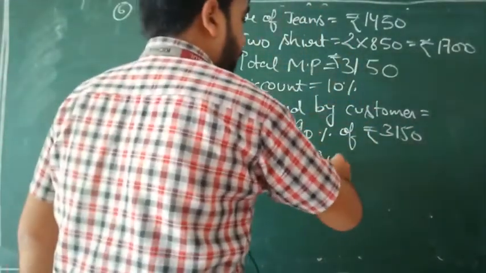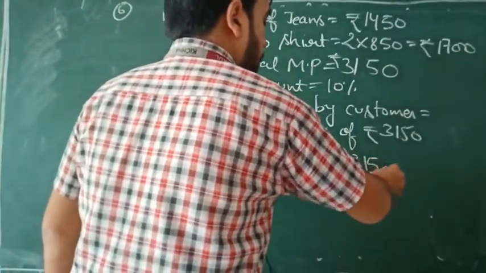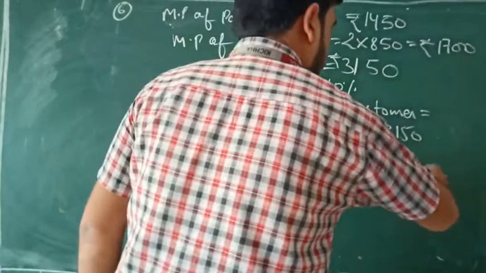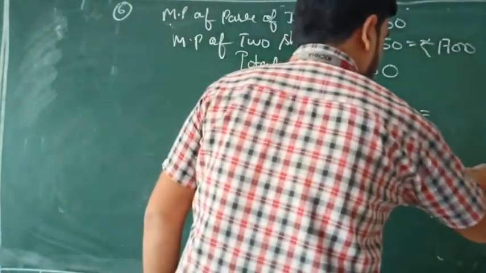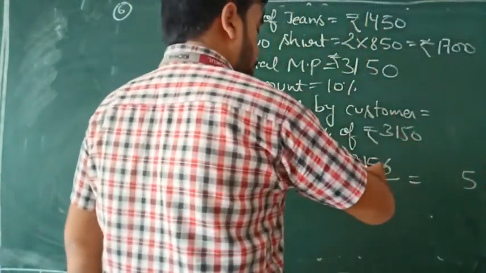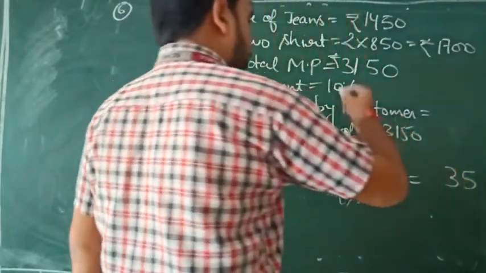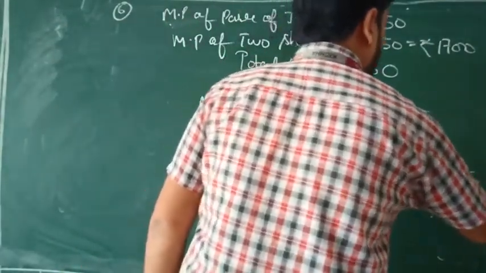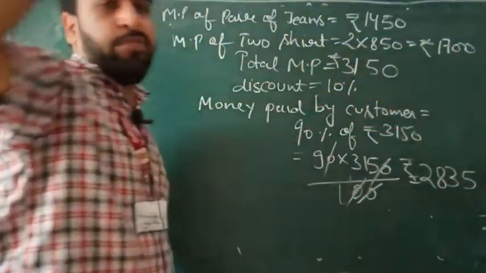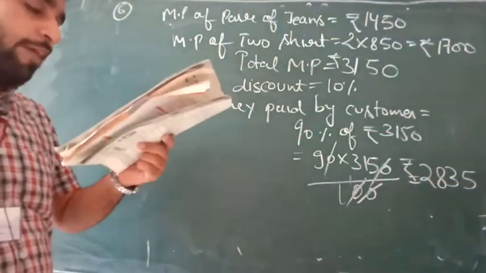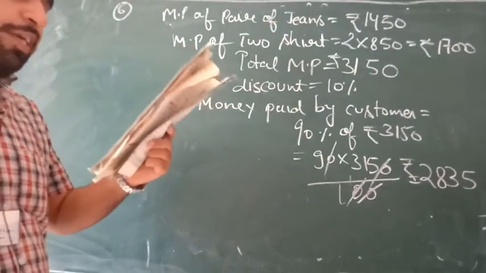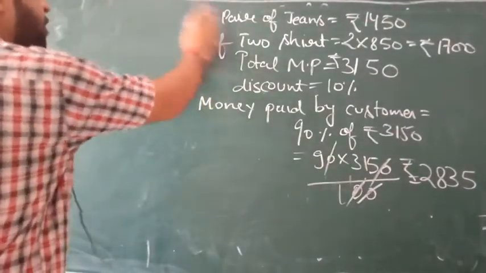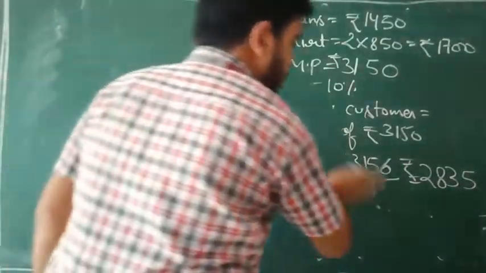So 90 into 3150 upon 100. 10 and 10 cancel out. 5 nines are 45. Carry 4. 1 nine is 9 plus 4, 13. Carry 1. 3 nines are 27 plus 1, 28. So 2835. This is the money which a customer has to pay after the whole transaction. Now students, let us solve question number 7 of this exercise.